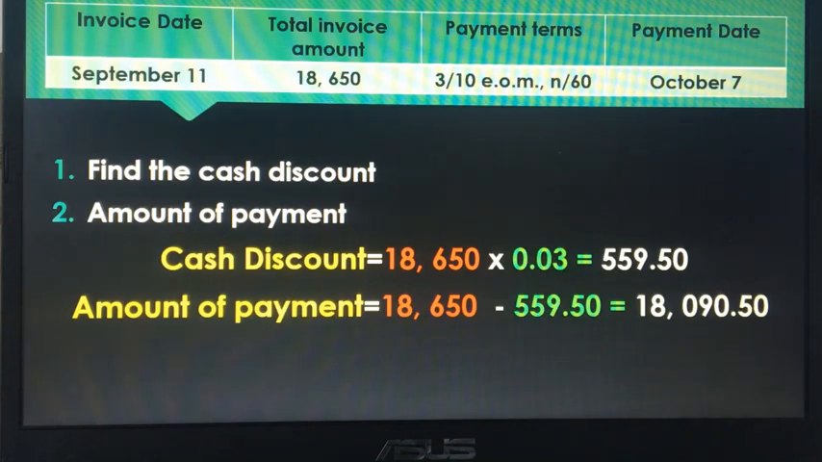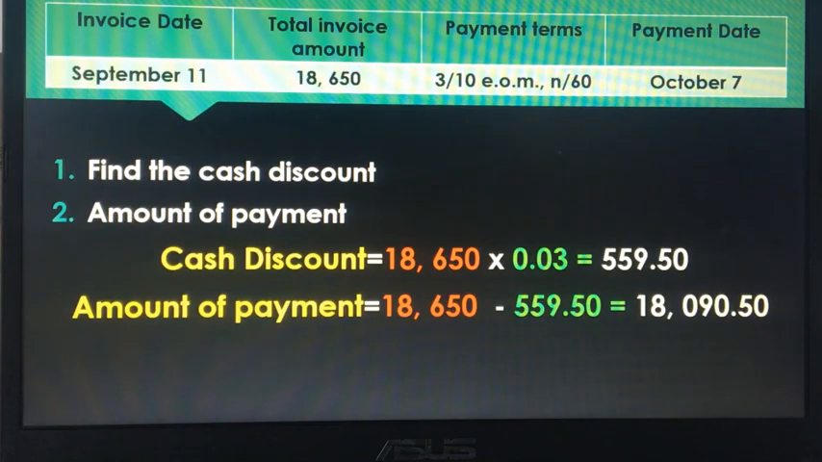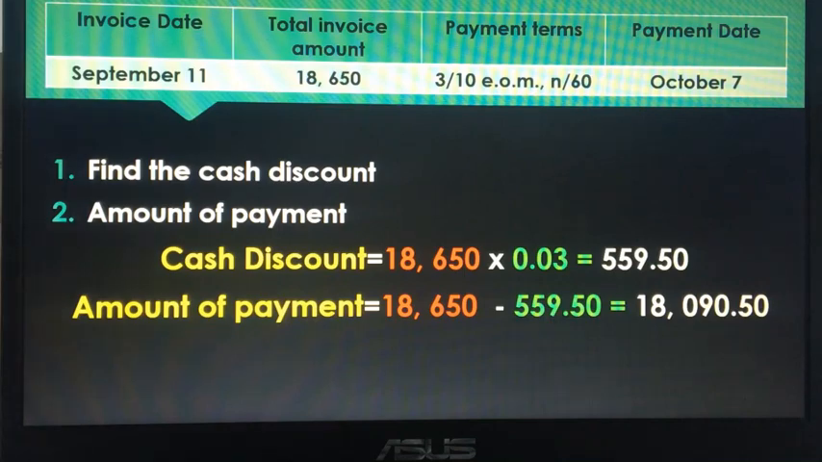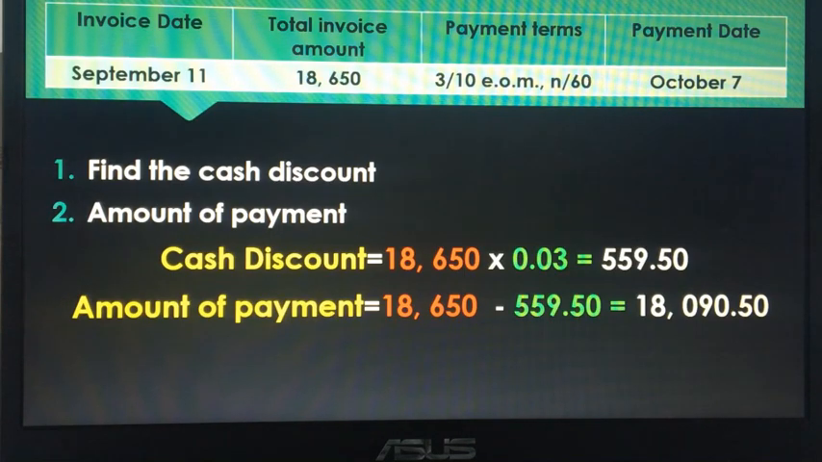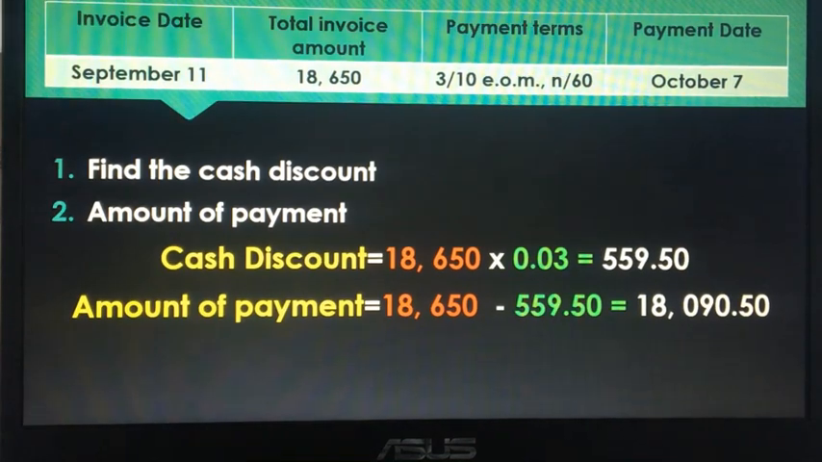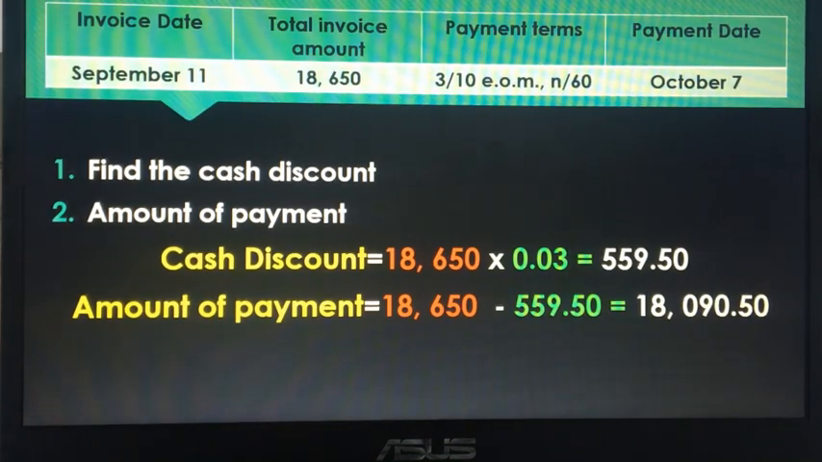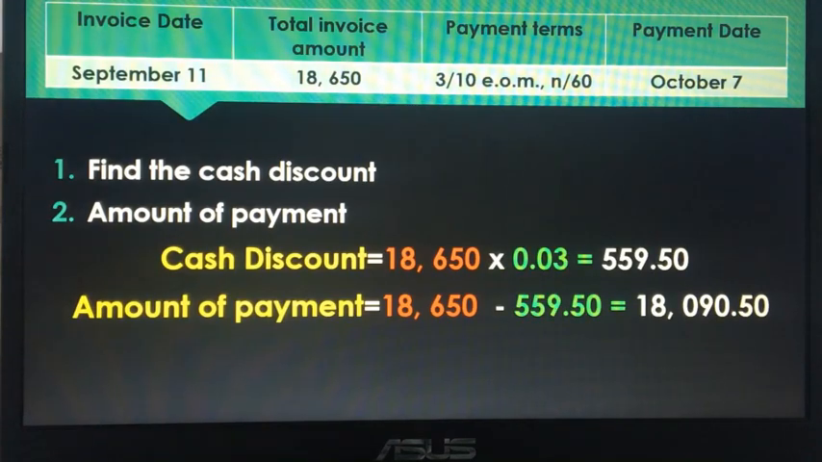Okay. For example number 3, the invoice date is September 11. The total invoice amount is 18,650. And the payment terms is 3/10 EOM. What is EOM again? EOM is end of month, meaning the next month. The next month after September is now October, the first 10 days of the next month. Okay. So the payment is done on October 7.